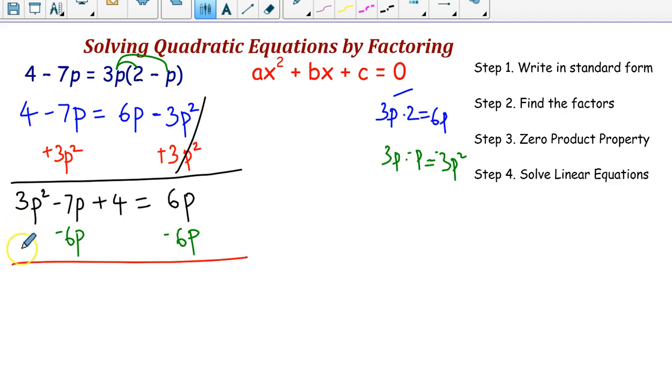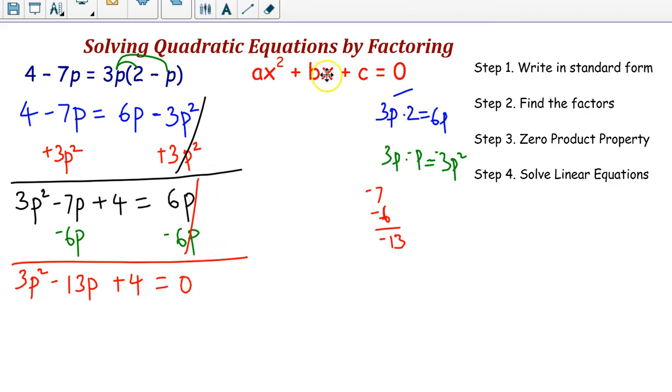Okay. Let me bring down 3p square, minus 7, negative 7 and negative 6. Add them together. Gives you negative 13. So p is also there. I'll write negative 13p. Those two are the like terms. You can add them together with a negative sign. Bring down 4. That is plus 4 you got. And on the right hand side, plus 6p minus 6p got cancelled.